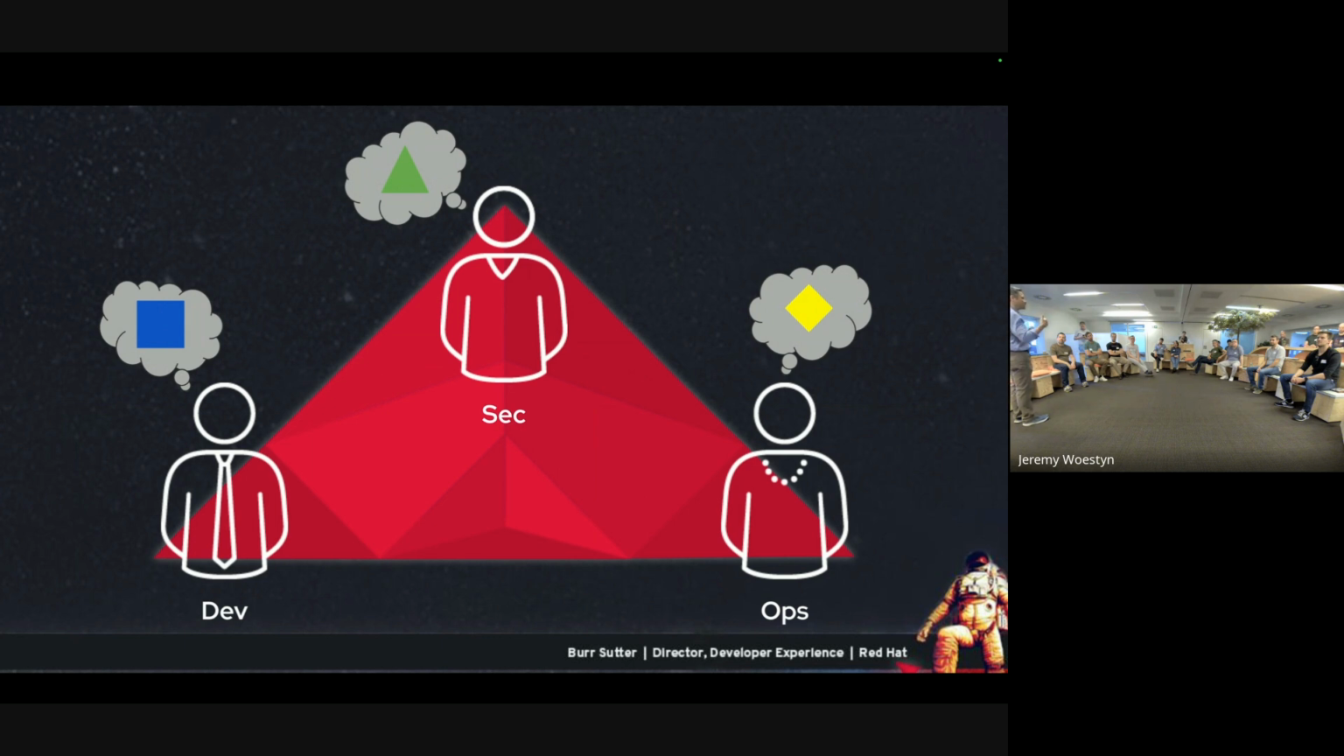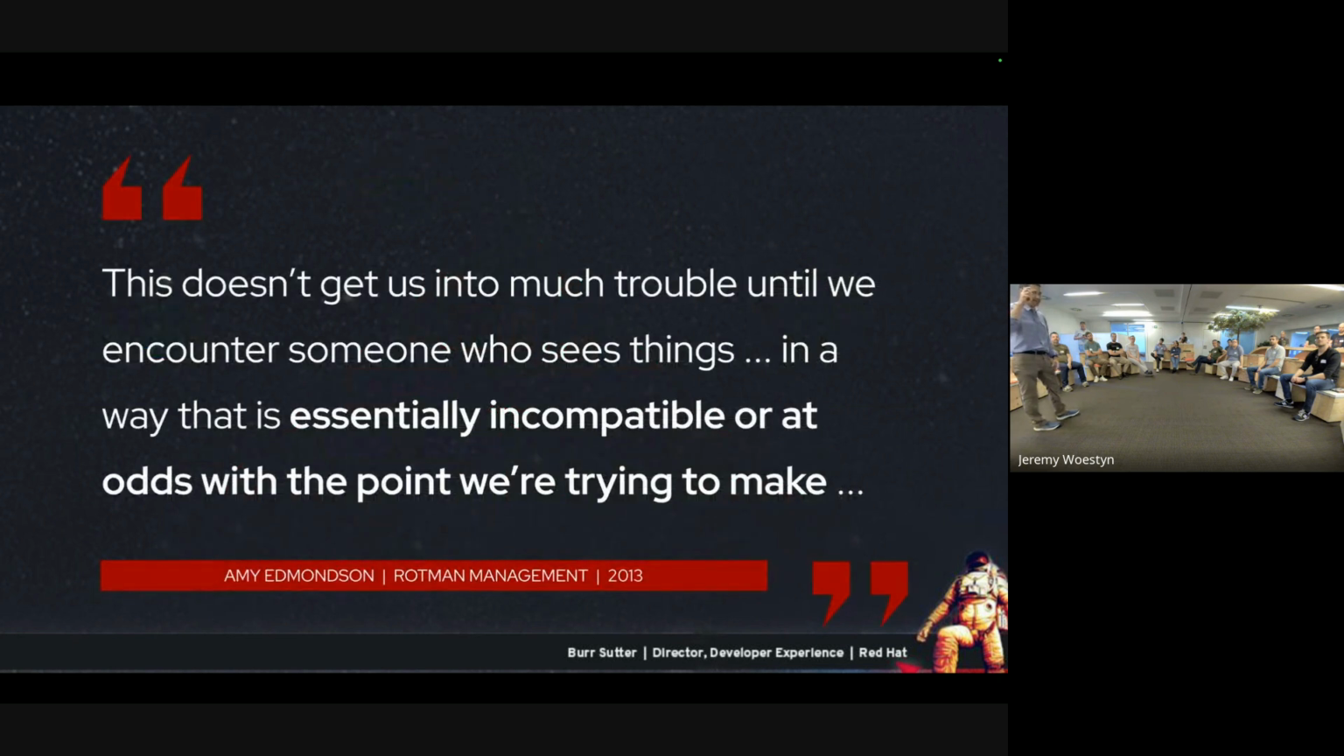And all these biases and filters mean the shape that I wanted to project to you isn't the shape that's in your head right now. So anytime you put 3 people together, they're going to have 3 different ways, 3 different perspectives.